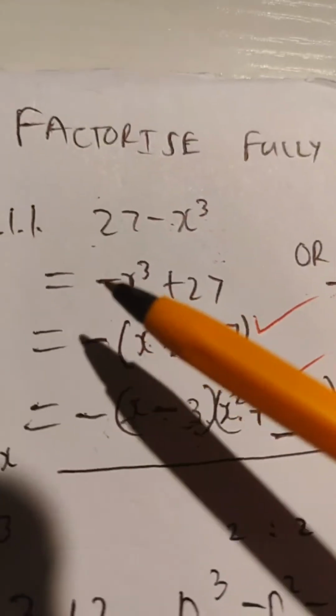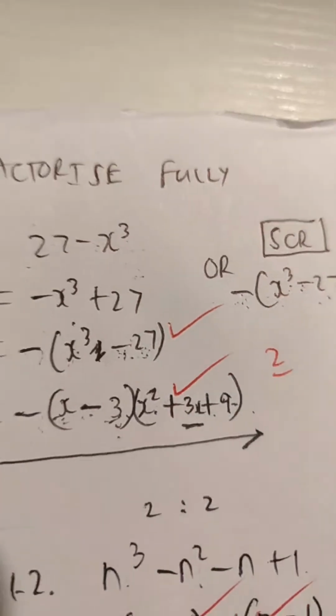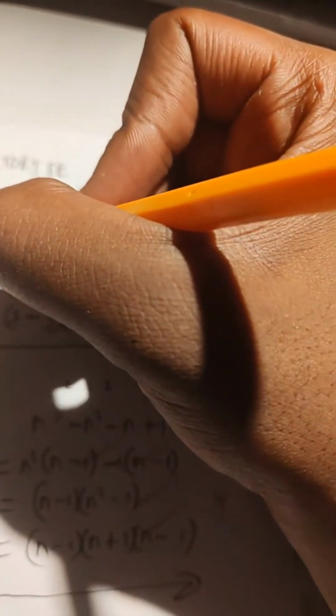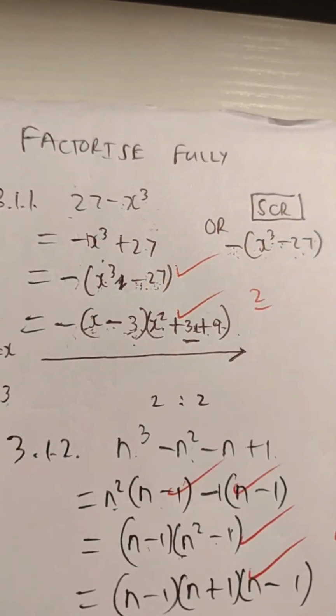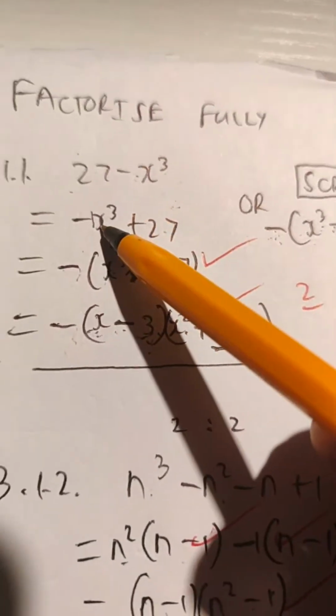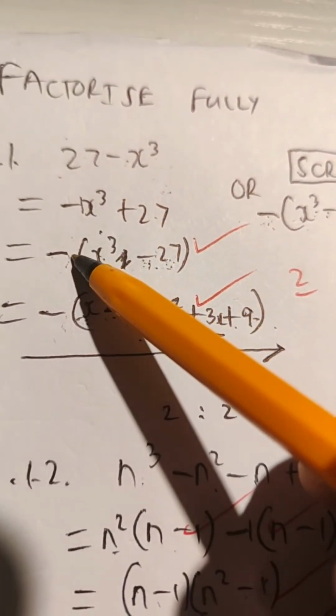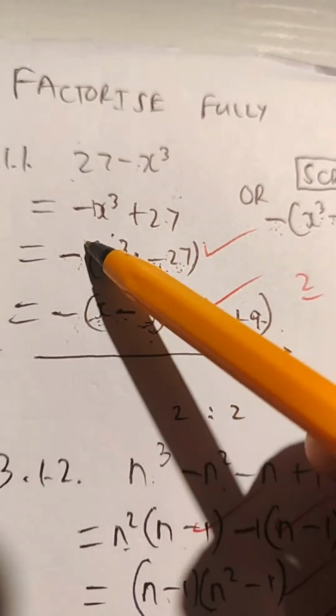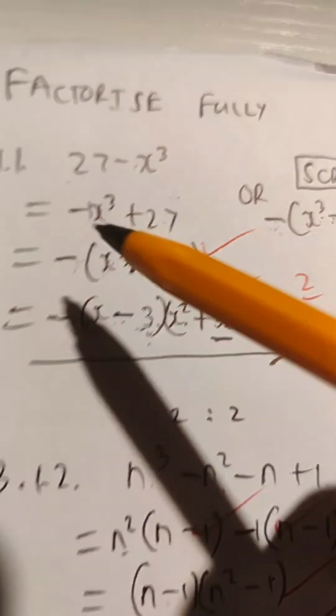Second, we ask, is there a highest common factor number? Well, there is a 1 here, and then this term has 27. So we ask, between 1 and 27, what is the highest common factor? So clearly, we take out 1 as the highest common factor. Invisible as it is, there's a 1 that is there that is taken out.